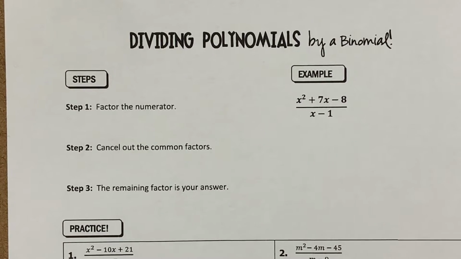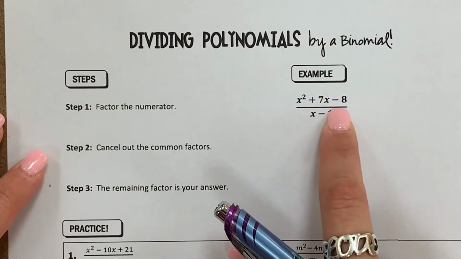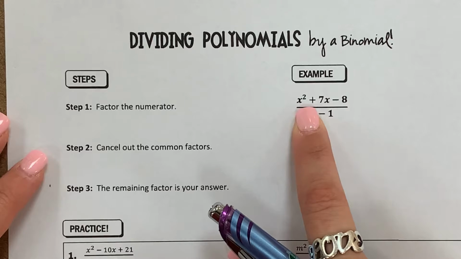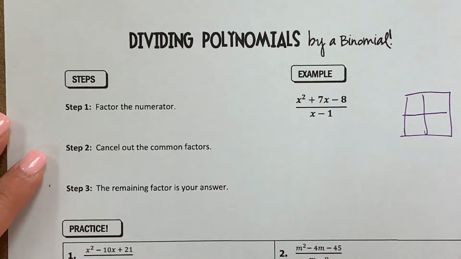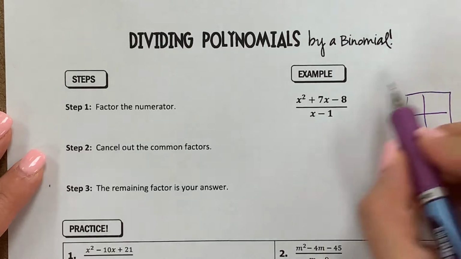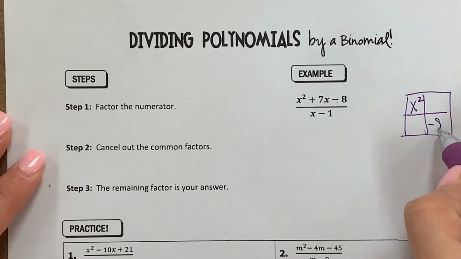Today we are dividing polynomials by a binomial. So our first step is to factor the numerator. The numerator is this top number. We're used to seeing something like this. This is a trinomial. So we would create our x, or our box, and we would fill in what we know. We know the x squared term goes in the first box, and the constant goes in the last box.